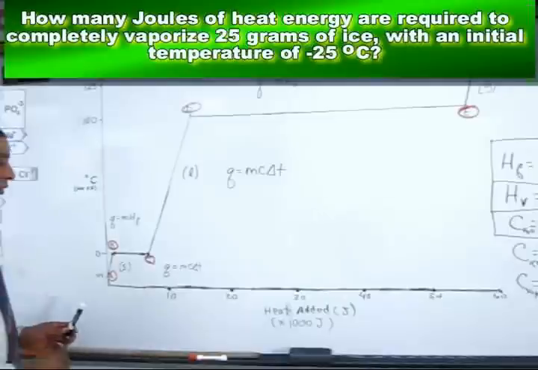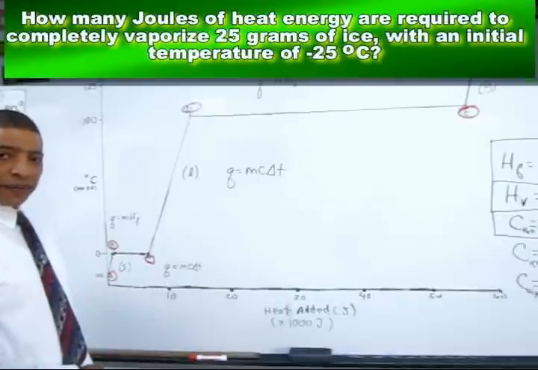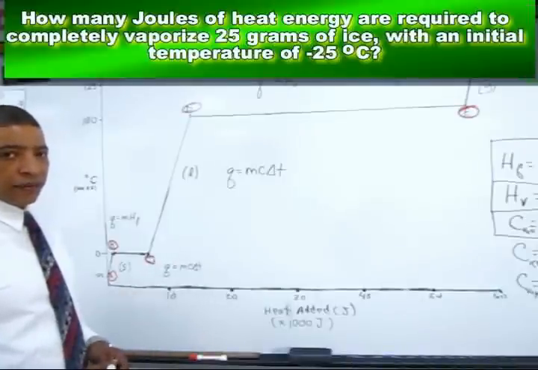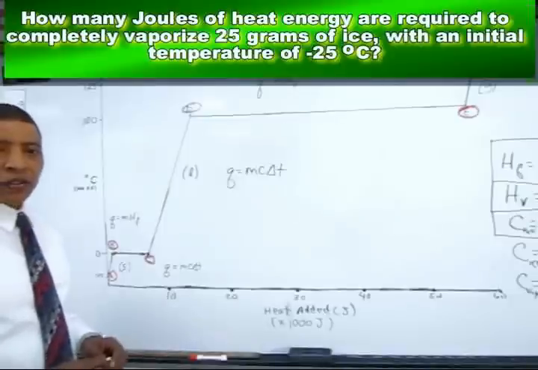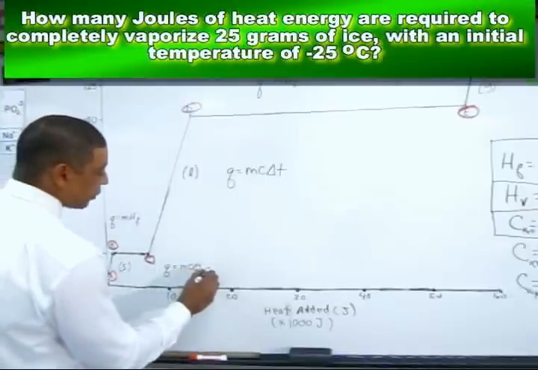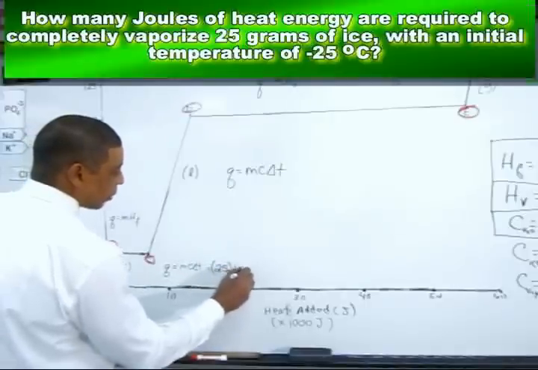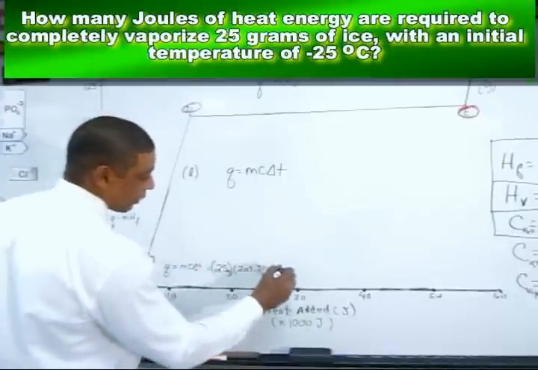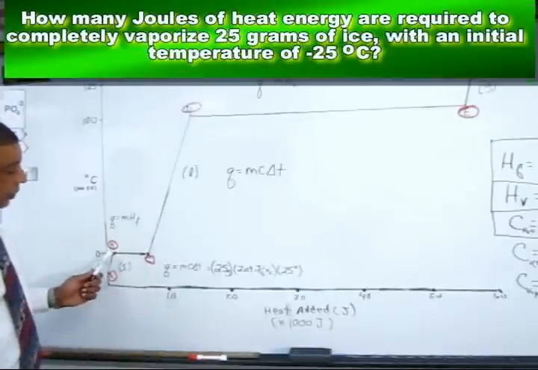So the first step in the process is to use the enthalpy of ice formula, where enthalpy or heat is equal to MC delta T, where in this case the specific heat capacity of ice is equal to 2.09 joule per gram times degree Celsius. So Q is equal to 25 grams times 2.09 joule per gram times degree Celsius times a delta T of 25 degrees. This now takes us to point B.